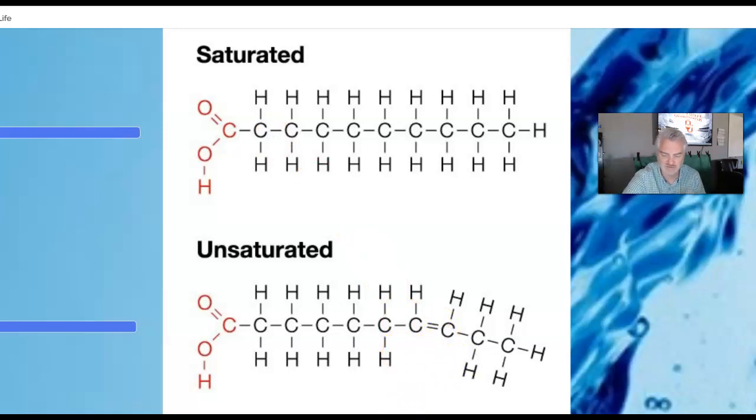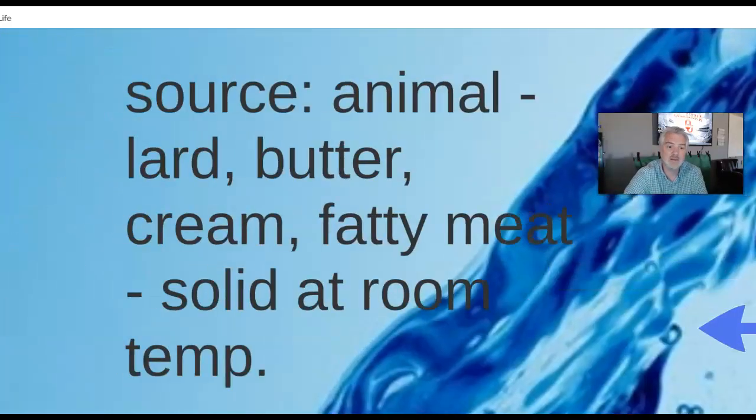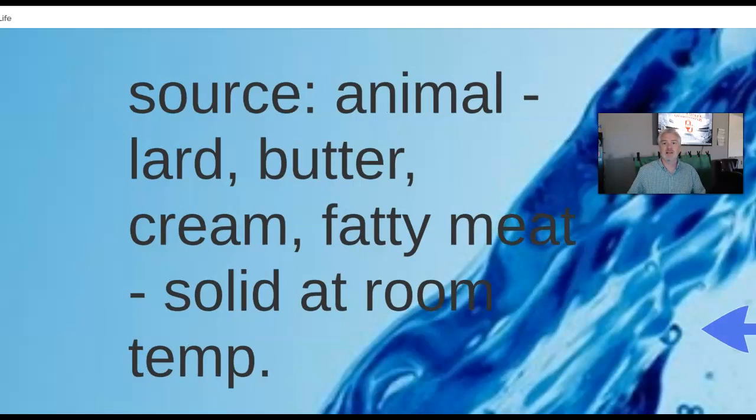Hopefully that makes sense. I tried to go through it pretty quickly. Saturated fats are going to be animal source, like lard and butter and cream and grease, things that are solid at room temperature. And they all have an animal source. Typically, they're worse for you than unsaturated fats overall.